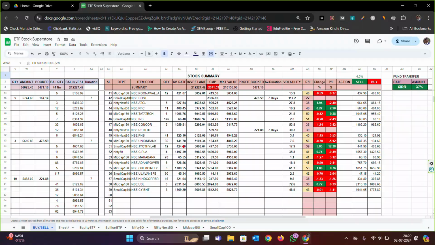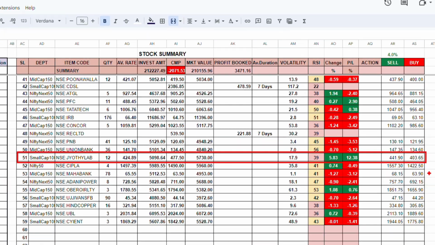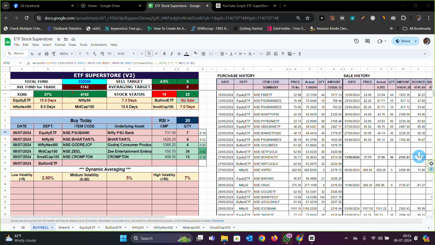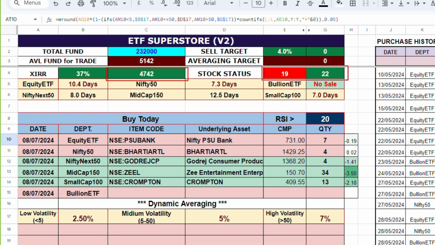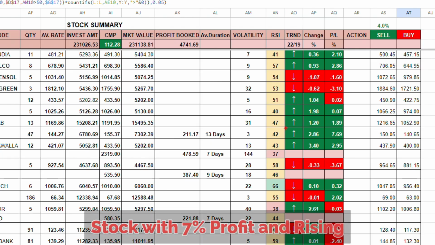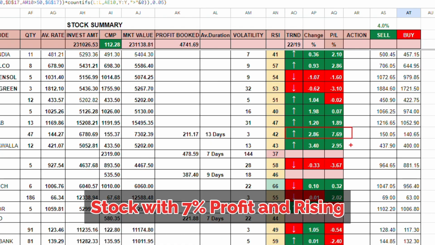As an example, you can see that Jyothi Lab stock is now up more than 12%, but our system has not yet triggered a sale, since this stock is still rising. The moment this stock price starts decreasing, the system will ask us to sell and book profit. I have been using this sheet for the last 2 months, and I have earned 4,742 rupees. There are 41 stocks in my SuperStore, and out of those, 22 are rising. There are stocks which are giving me 7% profit and still rising.